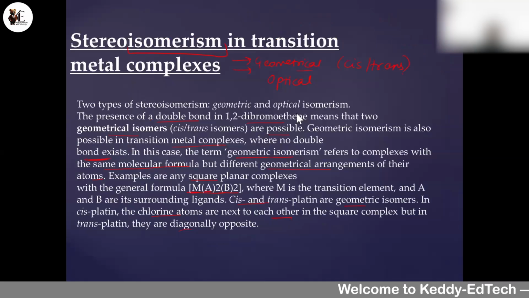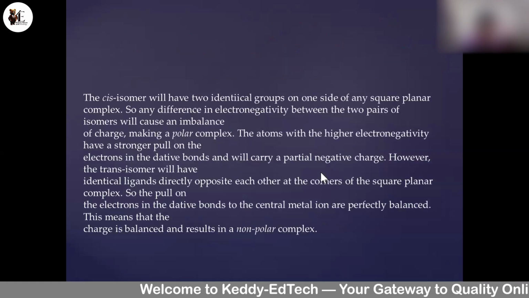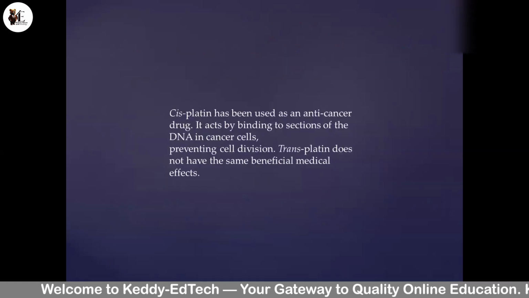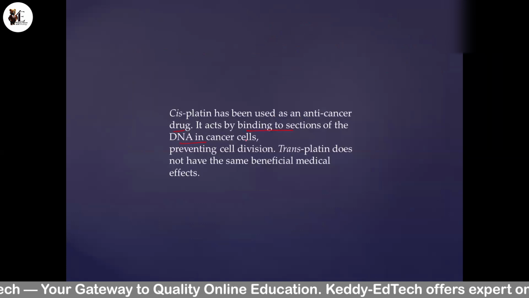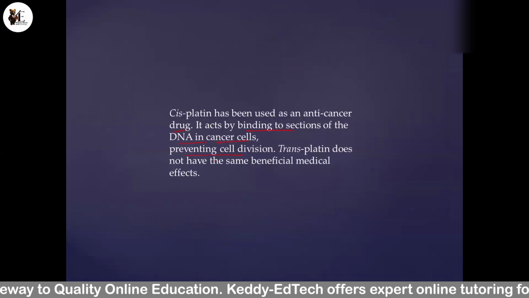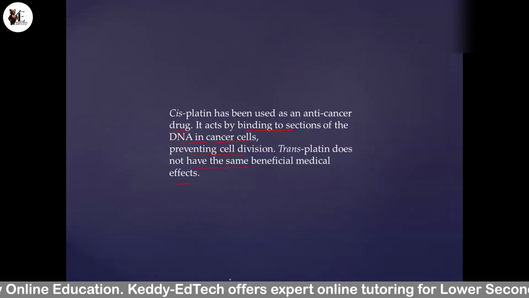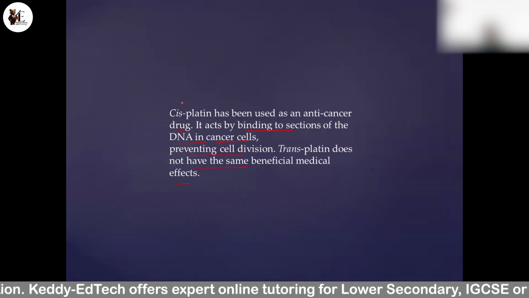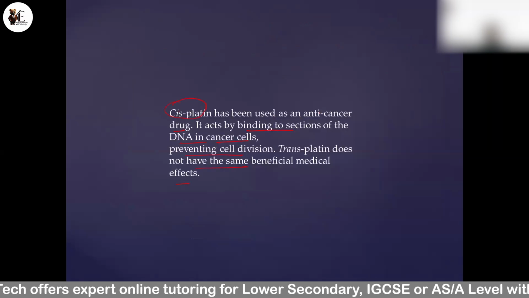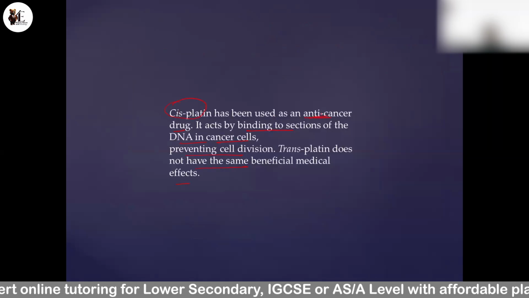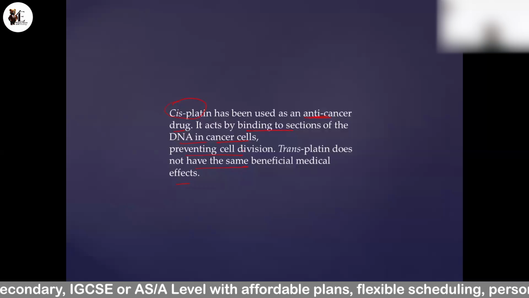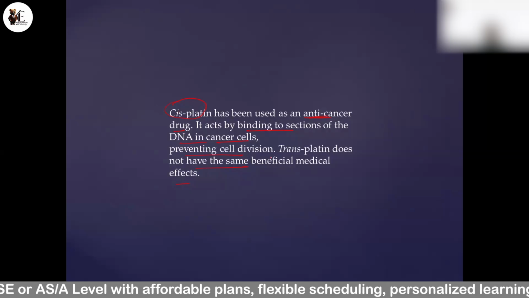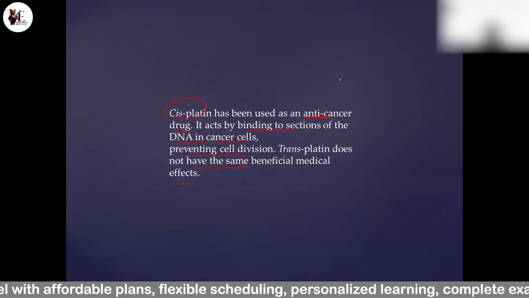So write down. Second, it has been used as an anti-cancer drug. It acts by binding to sections of the DNA in your cancer cells. It prevents cell division. But transplatin does not have the same beneficial medical effect. It is important that cisplatin has a very important biological role.